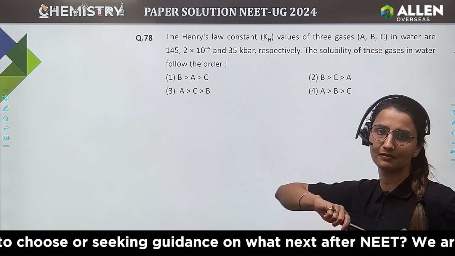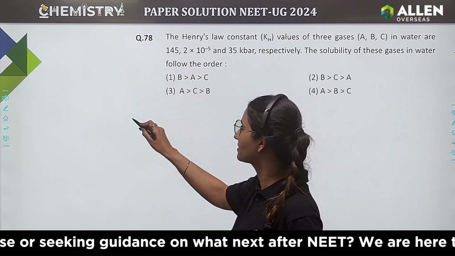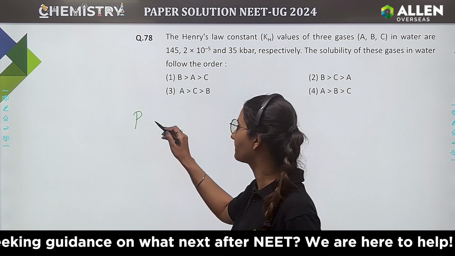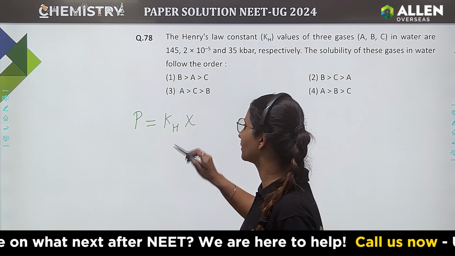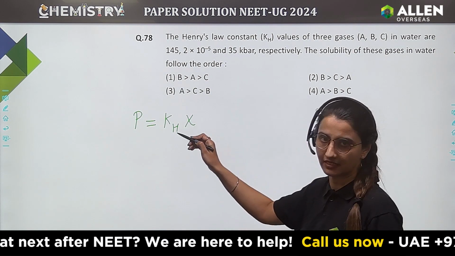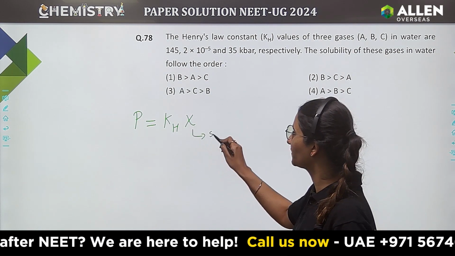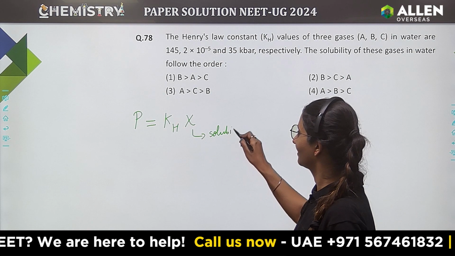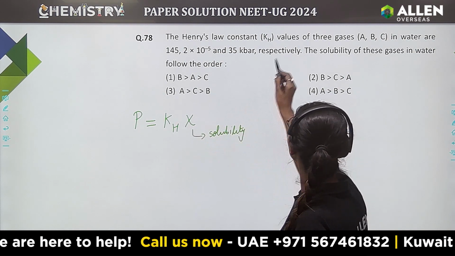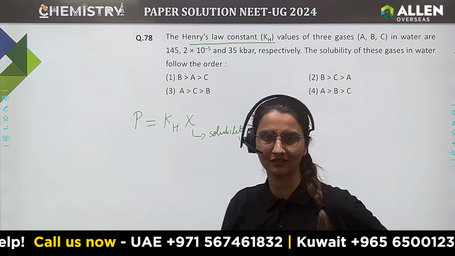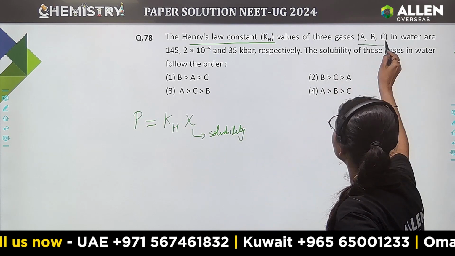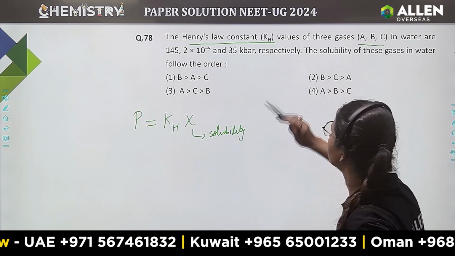Next, very simple. See, students, you know what Henry's law is? Henry's law states that the partial pressure of a gas is equal to kh into x. Chi, you can say. This chi is your solubility. What is this kh? Kh is Henry's law constant, already given in the question. So for three gases, we are given Henry's law constants.